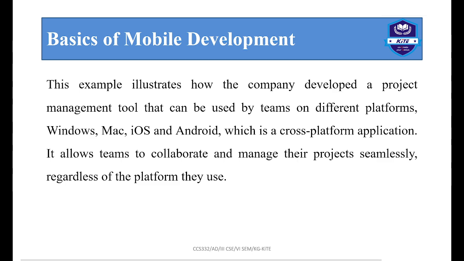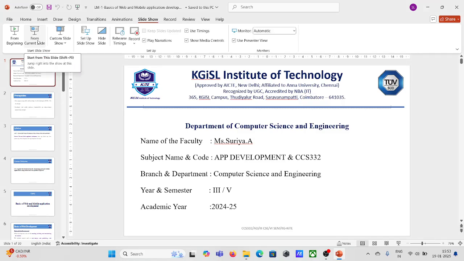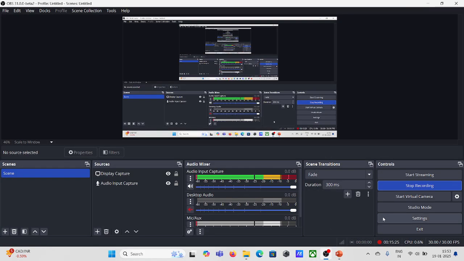So the projects carried forward on all these platforms can be tracked, deadlines can be set, and the periodic progress of the project can be checked. It will be communicating with all the team members on different platforms. So it helps to collaborate and manage a project seamlessly regardless of the platforms they use. So this is all about the basics of web pages and mobile app development.